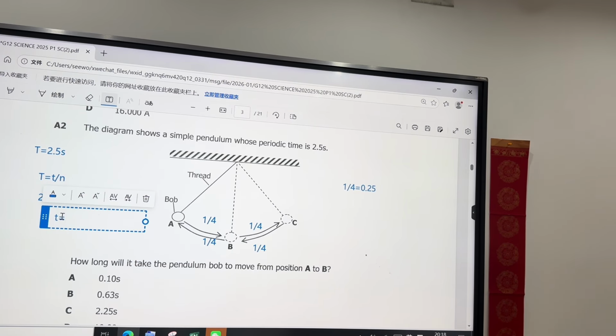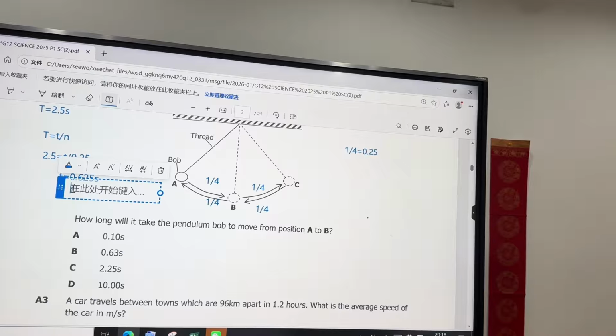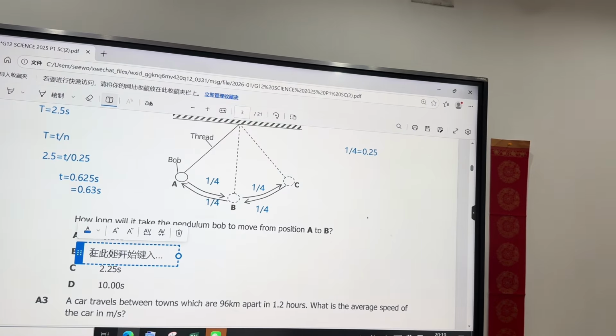So t is equal to, when you multiply those, you shall get 0.625 seconds. So it takes 0.625 seconds. So what is the best answer here? Okay, so let's round this off to two decimal places. If I round off to 2 decimal places, I'll add 1 to the 2 here. It will be 0.63 seconds. So that is the time it takes. That is the answer. So the answer here was B.